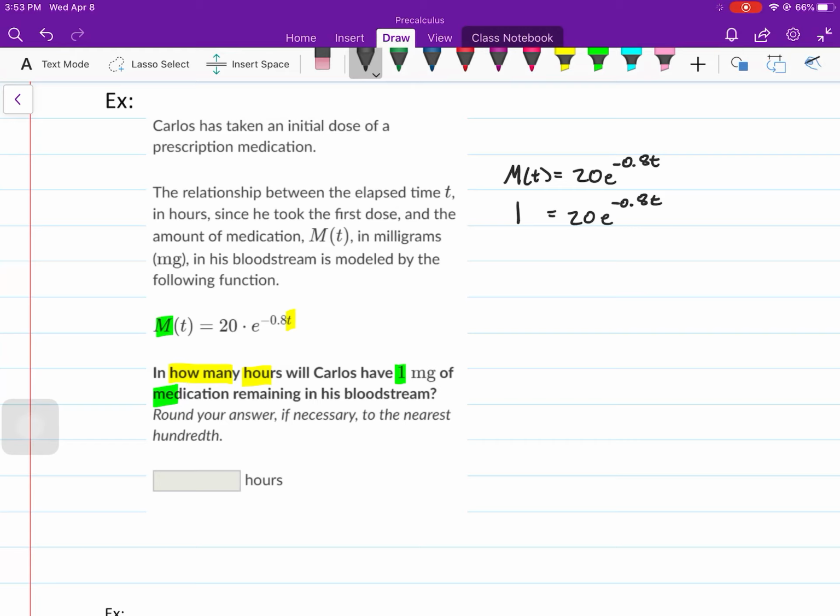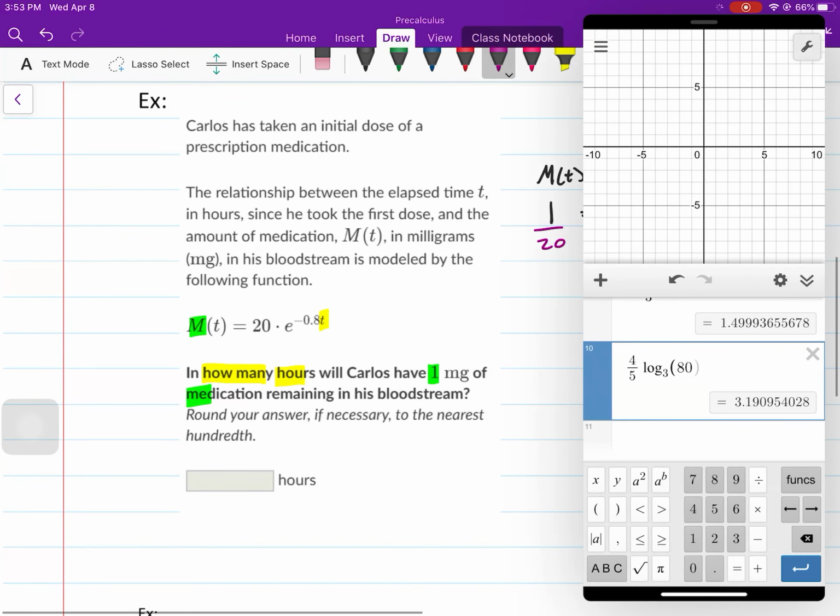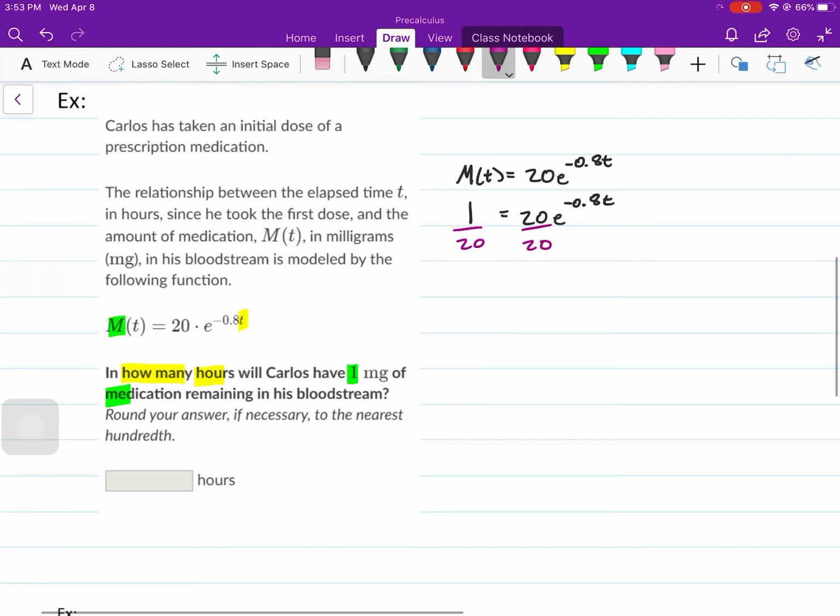So how do we solve for t? Well, it's just like the last section. So we're going to divide by 20 to start. So we have 1 divided by 20. Let's go ahead and put that in the calculator, see if it gives us a nice decimal to use instead: 0.05. Sounds good, let's use that. So we're going to have 0.05 equals e to the negative 0.8t.